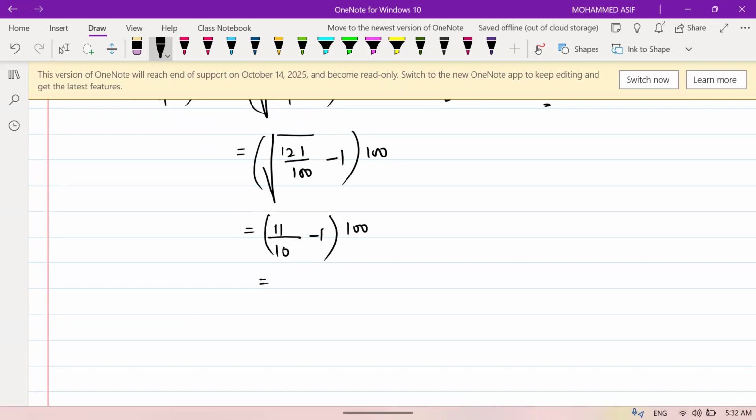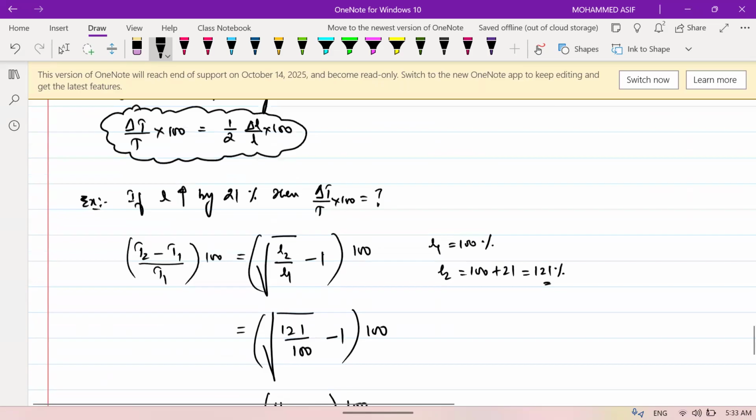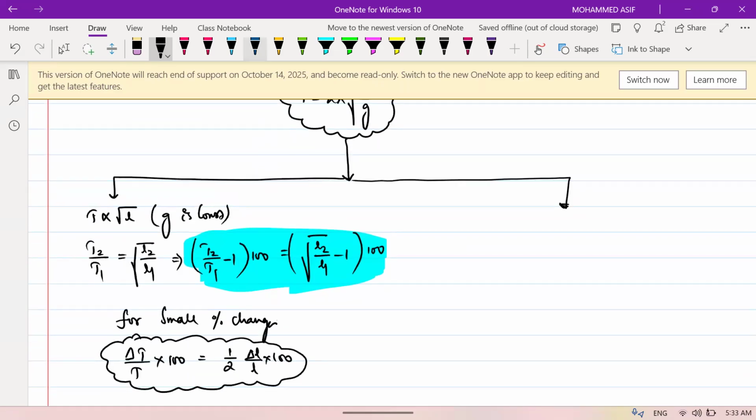Yes, sir. So now see how much I'm getting. So 1 by 10 into 100. 11 minus 10 divided by 10. Can I write like this? Yes. 11 minus 10 is 1. 1 divided by 10 into 100. This one cancels. So how much is it? 10%. Am I clear? Yes, sir. Percentage problems we can do like this right now.